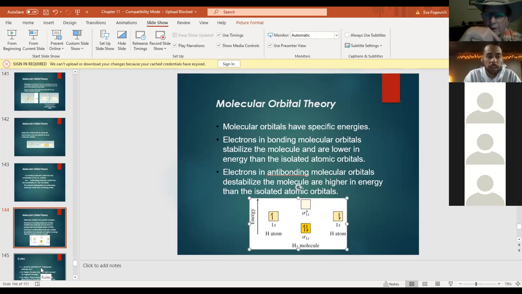And so, just like Pauli and Hund said, if I've got two electrons, one from the first hydrogen atom, one from the second hydrogen atom, they're going to populate the least energetic orbital first. So they're both going to go into the sigma 1s bonding orbital. The sigma antibonding has no electrons.